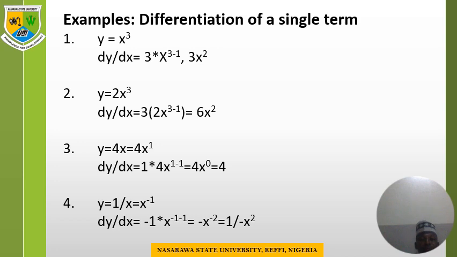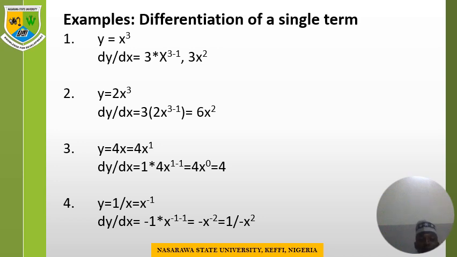The same thing applies to example number 2 from the single term examples. You can see y is equal to 2x raised to power 3. That is the equation. If you are differentiating, you can say dy all over dx is equal to 3 opening bracket 2x raised to power 3 minus 1 closing bracket. The answer is 6x raised to power 2. The same thing is number 3, and it can also apply in number 4. It is a very interesting and very simple topic, so you will not have any challenge when we are given problems like this.